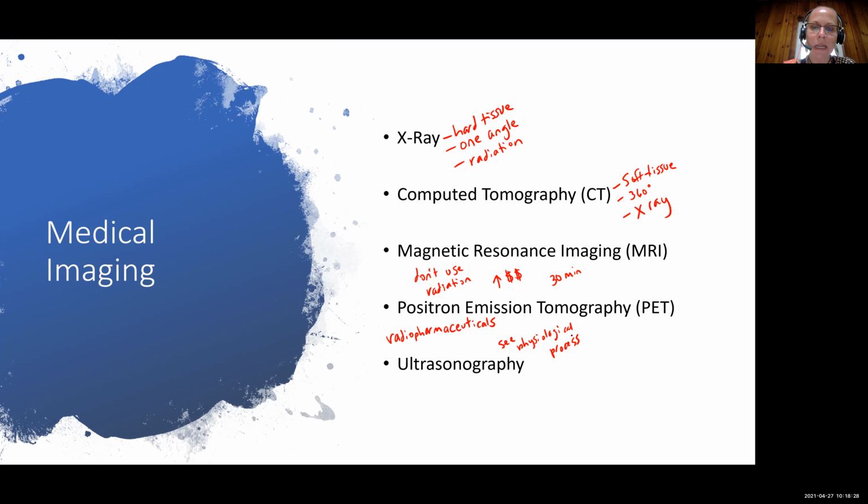So that's really cool. Ultrasonography is the cheapest, easiest, least invasive process of all of these. That's one of the reasons it's used with pregnancy, because it has a very low risk associated. And this one uses a high frequency sound wave to create an image.